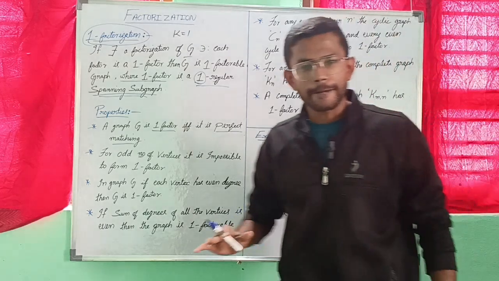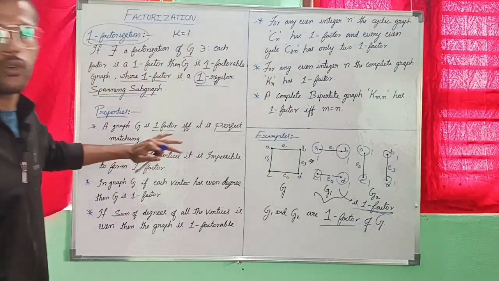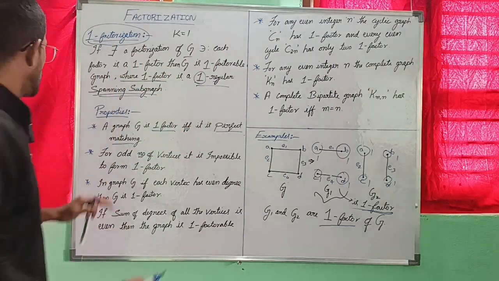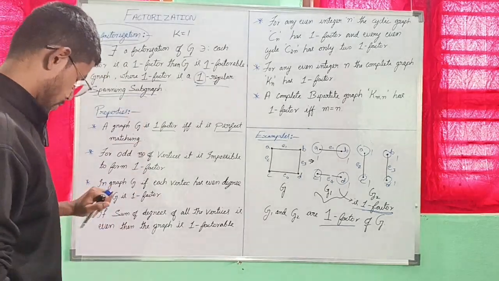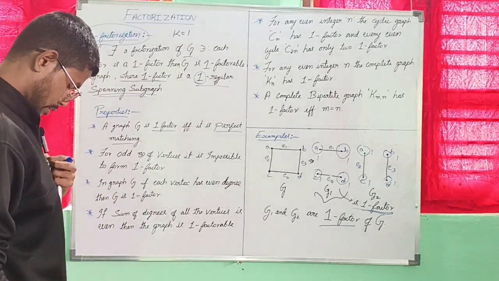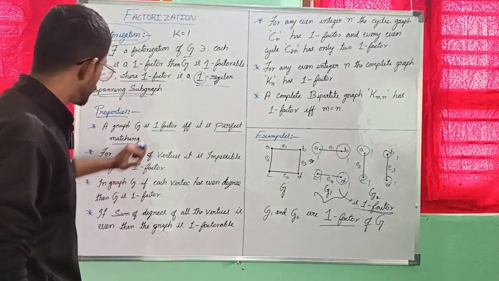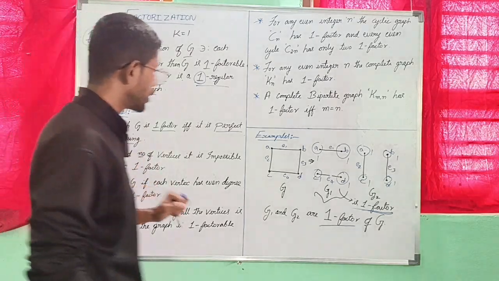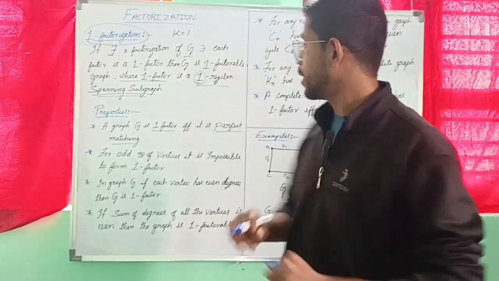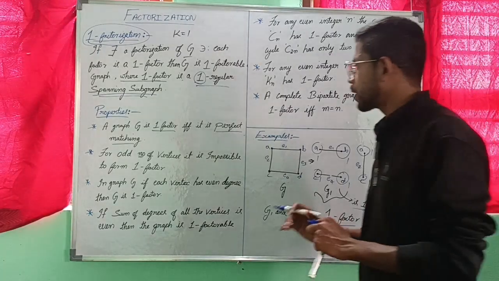Did you understand? Okay, let's move to the properties of one factorization. The first property is: a graph G is one factorable if and only if it has a perfect matching.